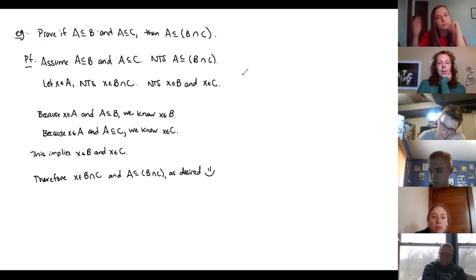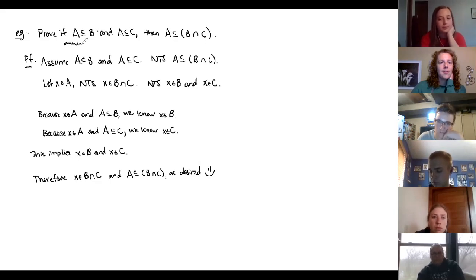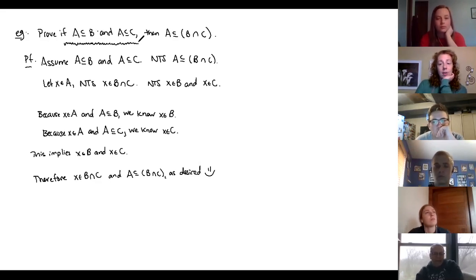So sometimes set theory proofs come with an extra if statement. We have an extra if statement in this case, way back at the beginning. So there's some extra stuff that you get to assume, and then you can prove your need to show.